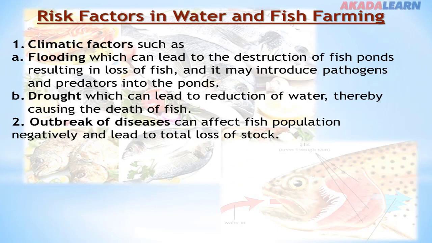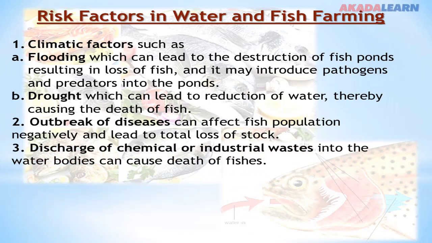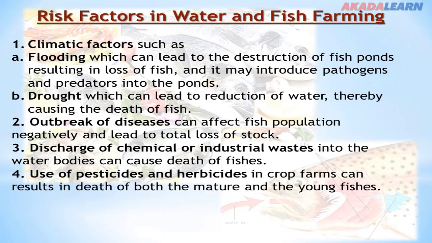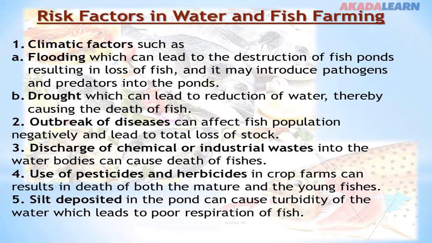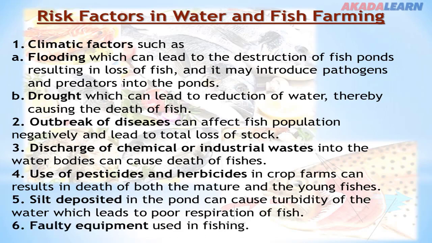We have outbreak of diseases, which can affect fish population negatively and lead to total loss of stock. Then discharge of chemical or industrial waste into the water bodies can cause death of fishes. Then we have use of pesticide and herbicide in crop farms. This can result in death of both the matured and the young fishes in water bodies. Now, silt deposited in the pond can cause turbidity of the water, which leads to poor respiration of fish. Then faulty equipment used in fishing can also pose as a risk factor that can cause negative impacts on fish farming.